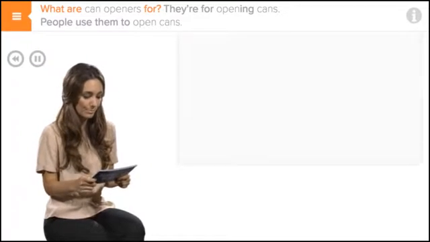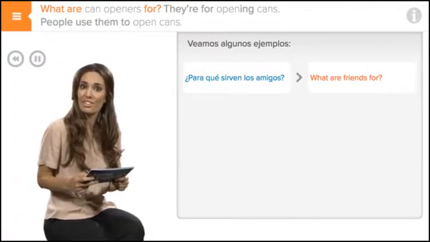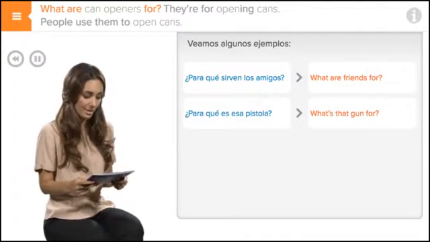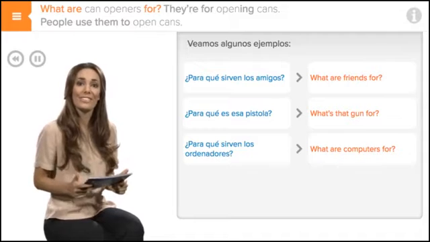Veamos 3 ejemplos. What are friends for? What's a gun for? What are computers for?